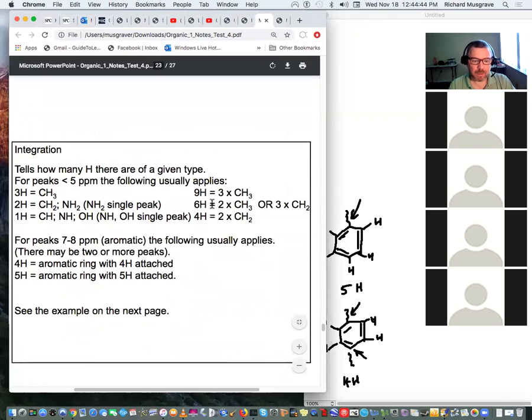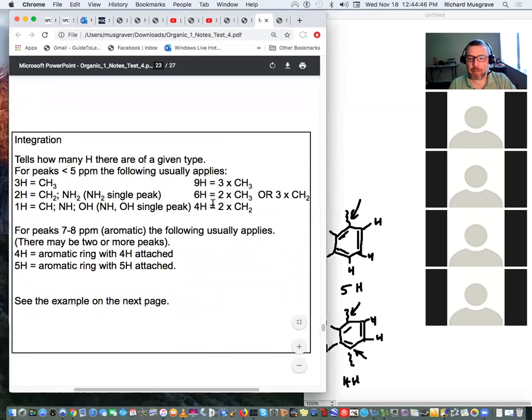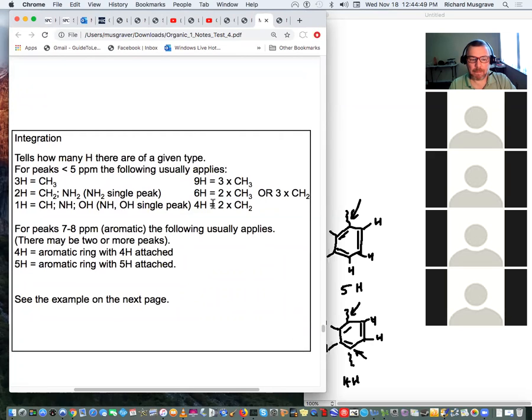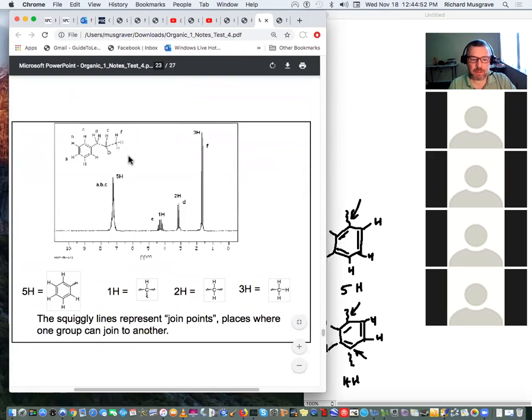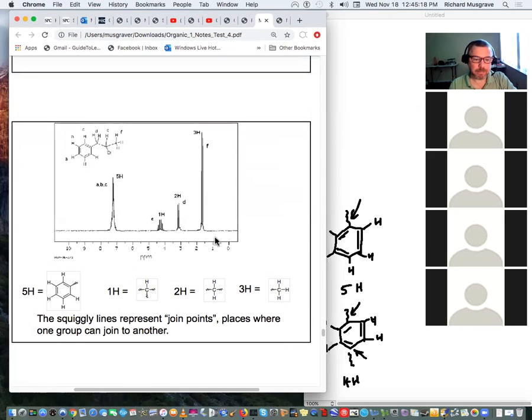Any other questions about integration and what that tells us? So here's an example. It's what I had said earlier. So we've got the 5H aromatic ring here. We've got the 1H, which is this CH here connected to the bromine. We've got the CH2, which is the CH2 here. And we've got the CH3, which is the 3H over here. So 3H is the CH3, 2H is the CH2. Anybody got any questions? All right.